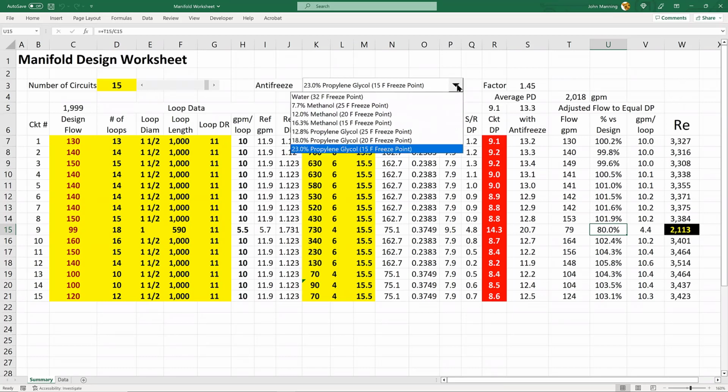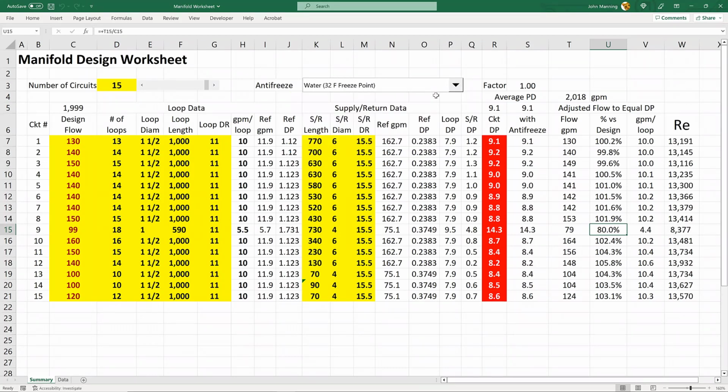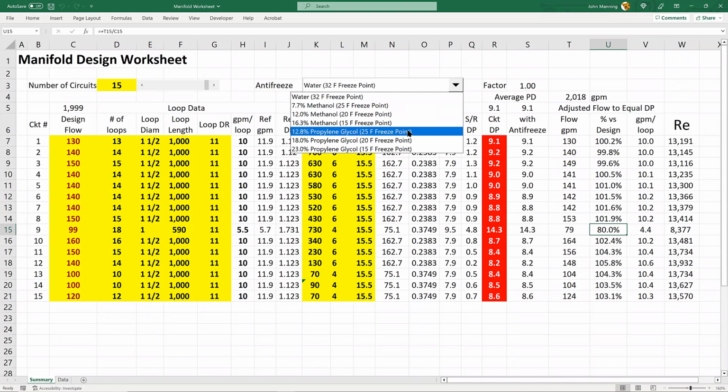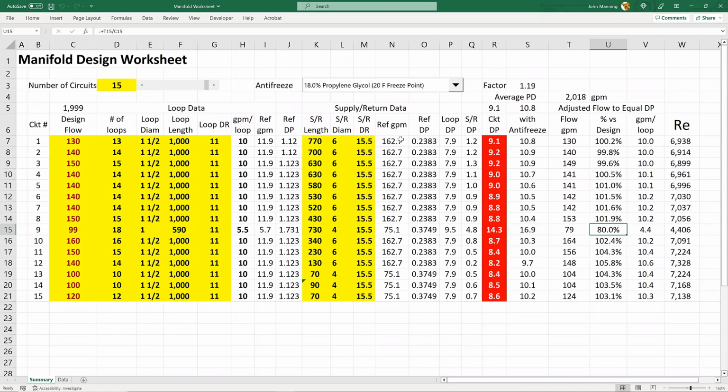If we get lucky and maybe it's a cooling dominated application, we don't have to worry about antifreeze, we could put pure water in there. And you can see how much better pure water is from a Reynolds number standpoint. But you can pick your antifreeze. That's what we started with, 20% propylene glycol. And the antifreeze you select also increases the pressure drop. So what we calculated with water only now goes up by this antifreeze factor.